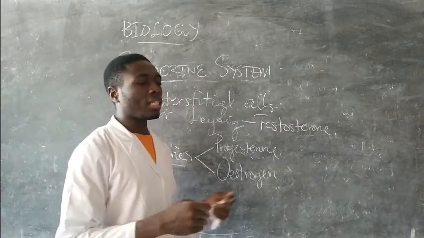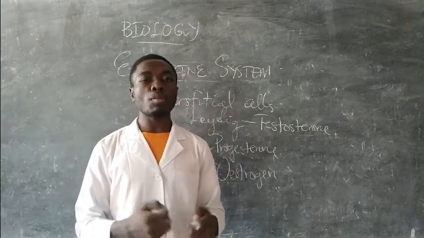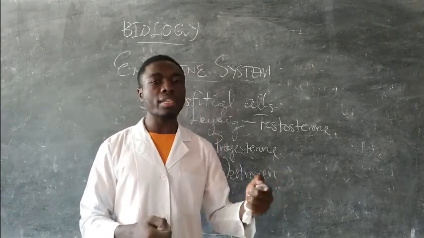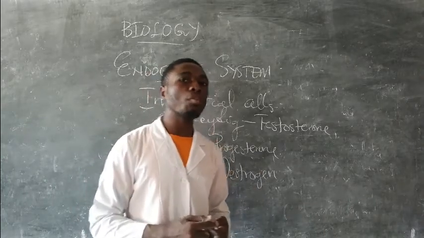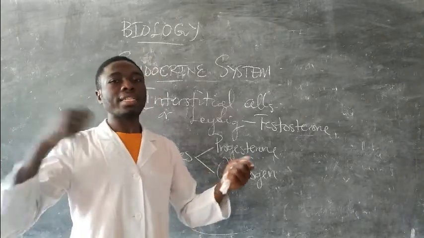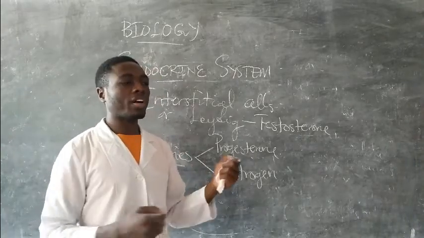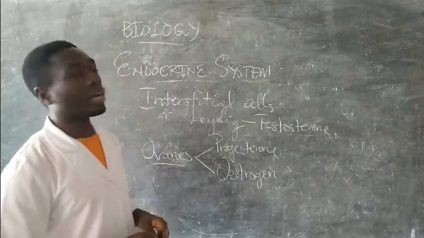Then there are some hormones in insects which help in the growth of the insect, and we call them juvenile hormones. And also some that help in attracting their partners from afar, which we call pheromones. So that is it about the endocrine system.